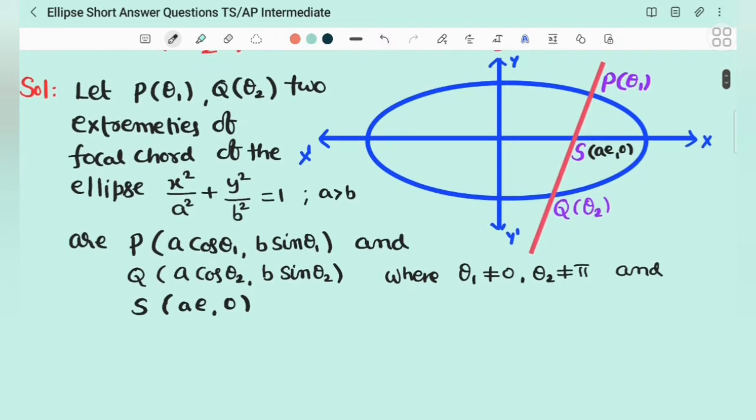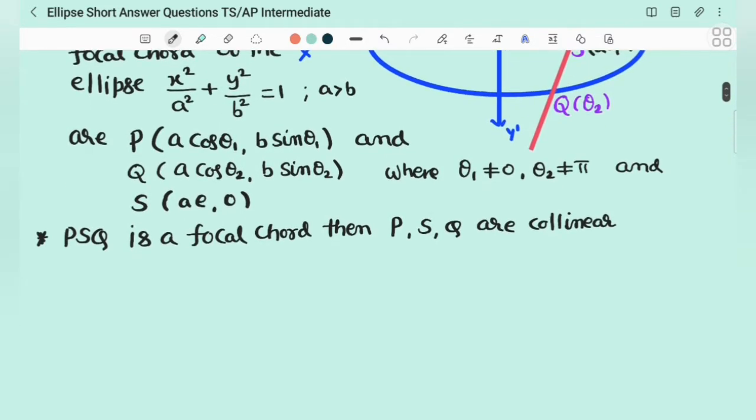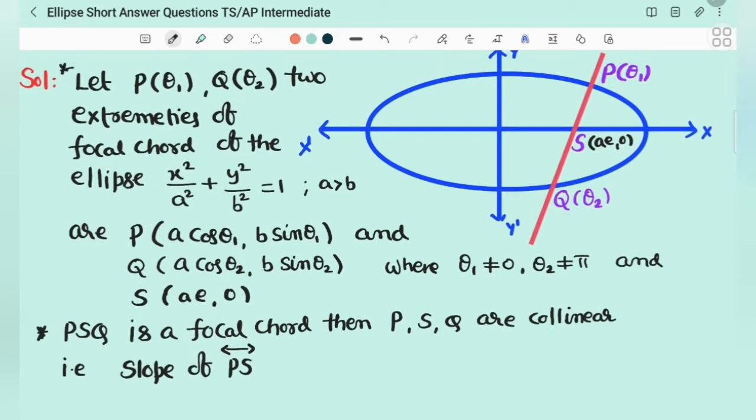Next, by observing the figure, first step is over. Second step, PSQ is a focal chord, then P, S, Q are collinear. Whenever they are collinear, we have a property. So what property do we have? From the figure, slope of PS is equal to slope of SQ.